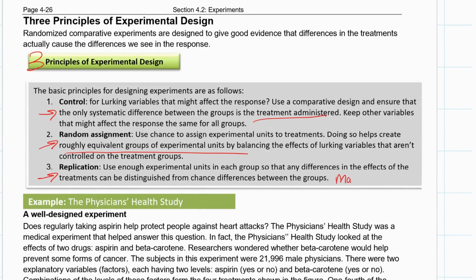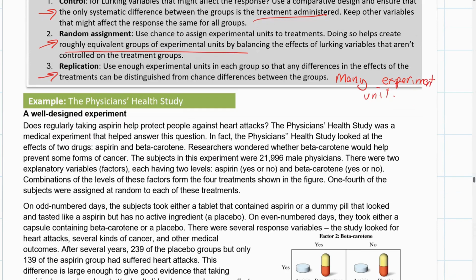Let me summarize this. We need many experimental units. The more units that we have, the more likely it is that we're going to be able to see a difference if there is actually a difference between the groups. Let's take a look at a well-designed experiment.